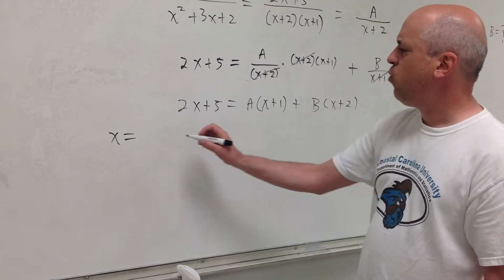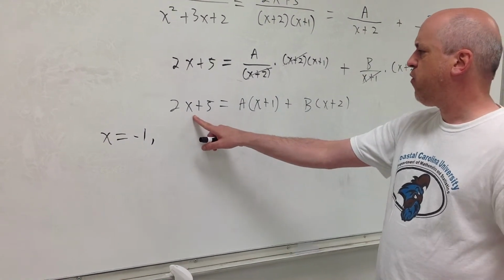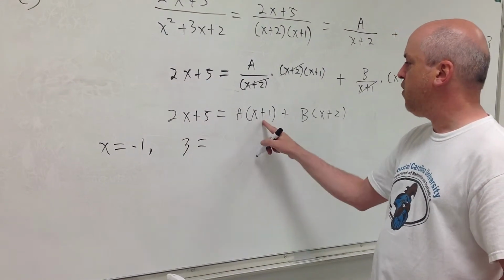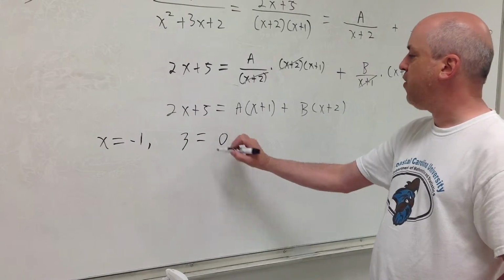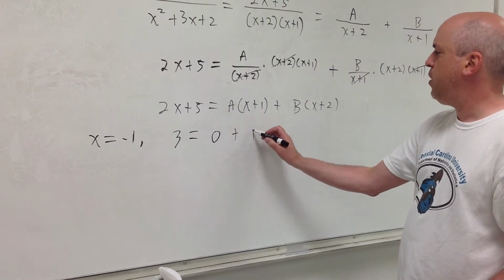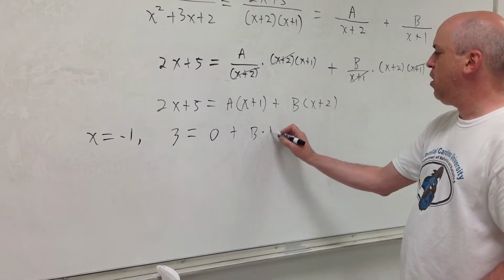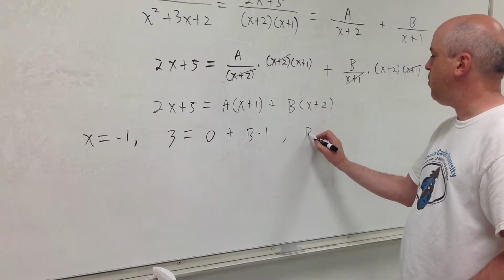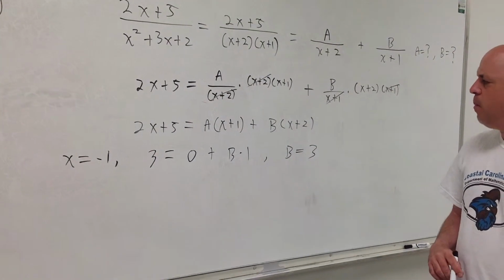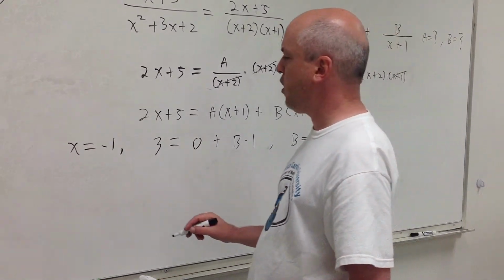So if x is -1, how does my equation read? Well, let's plug in -1 everywhere for x. This will become -2 plus 5, that's 3. This will be 0 times a, that's nothing. That's why we chose the -1 in the first place. Plus b times -1 plus 2. -1 plus 2 is 1. And this equation just turns into b equals 3. Okay, now we have the value of b. That was very convenient. Similarly, by letting x equal -2, I should be able to get the value of a.